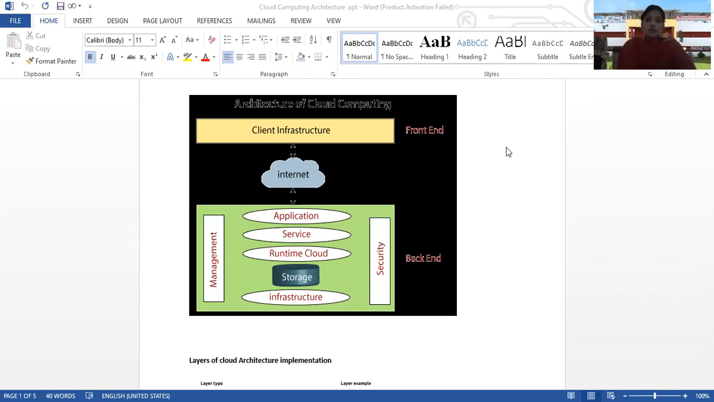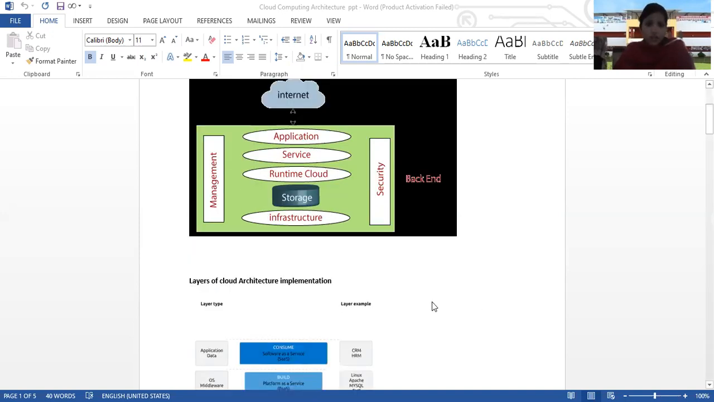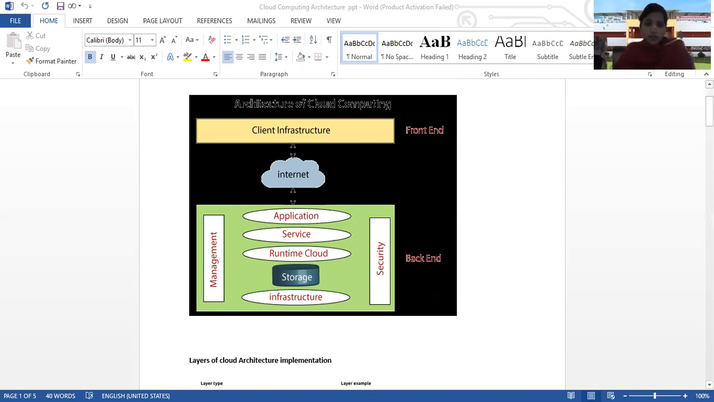So you can see here in this diagram, client interface is there, right? Then front end, back end, internet, which is the network. Then here application, service, runtime, cloud storage, infrastructure, and these are all given. So let's discuss this.